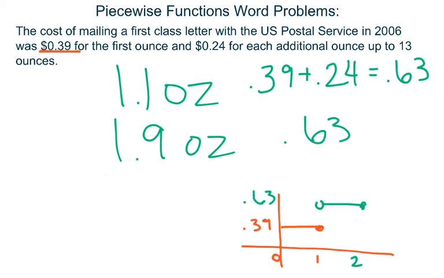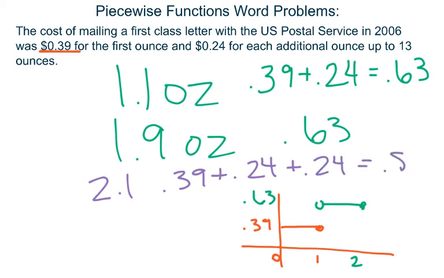Okay, and then let's say I did 2.1 ounces. I spent 39 cents for up to 1 ounce, then 24 for the next one, and then because I went another 0.1 over, another 24 cents. So now I would spend 87 cents, my bad. Sorry, I was trying to write and do stuff. So see how it kind of looks like a step function? That's what these are called, step functions. But you could also refer to them as piecewise functions.